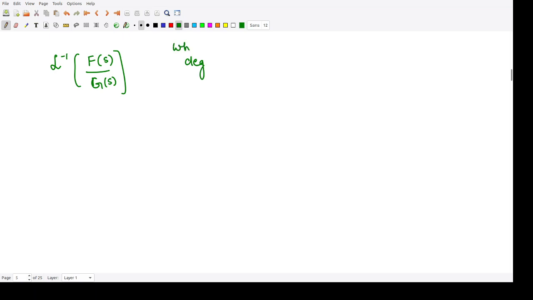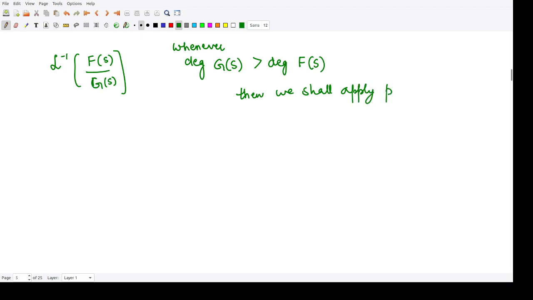When will you apply this? Whenever the degree of the denominator g of s is greater than the degree of the numerator f of s, then we shall apply the method of partial fractions prior to applying the direct formulas. Okay. So how do you calculate?